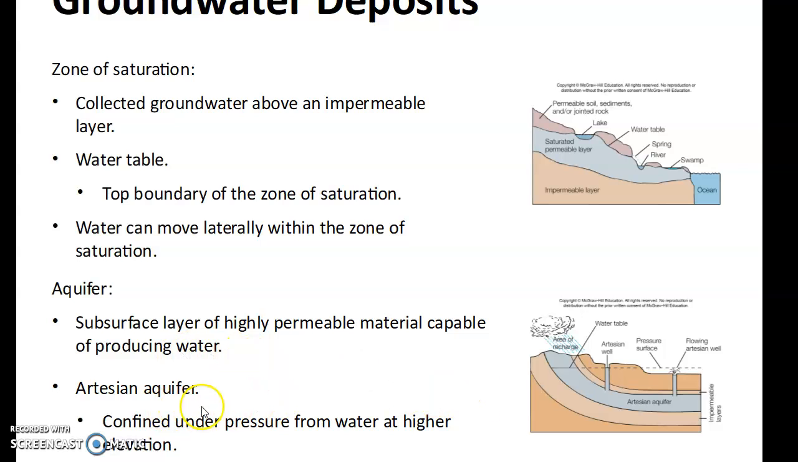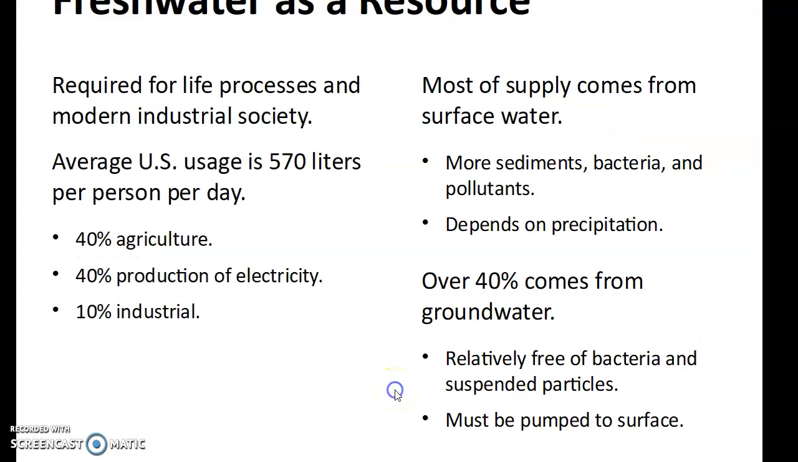An artesian aquifer is confined under pressure from water at higher elevations. And so there you can have an artesian well. And this well is spontaneously just going to come up from there. A lot of springs are like your artesian wells.